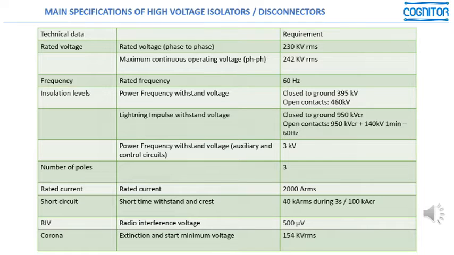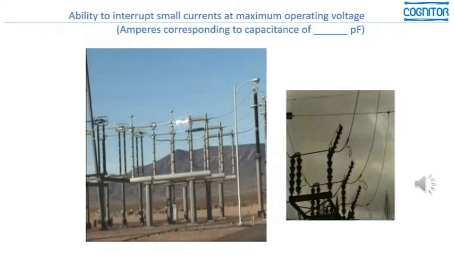So all the characteristics which are required by you should be clear in a very easy to read table like this one.